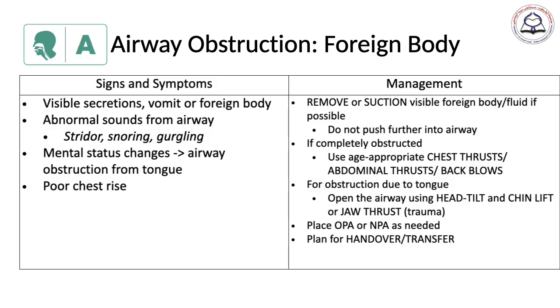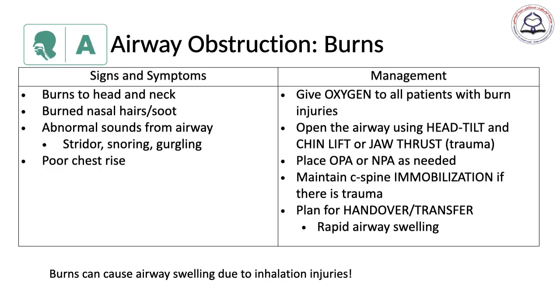For obstruction due to the tongue in a patient with coma, you do head tilt chin lift if the patient has no evidence of trauma or C-spine injury, while for those with trauma and suspected C-spine injury, you do the jaw thrust. And when you open the airway, you can place an oropharyngeal or nasopharyngeal airway, and then you assess for further disposition.